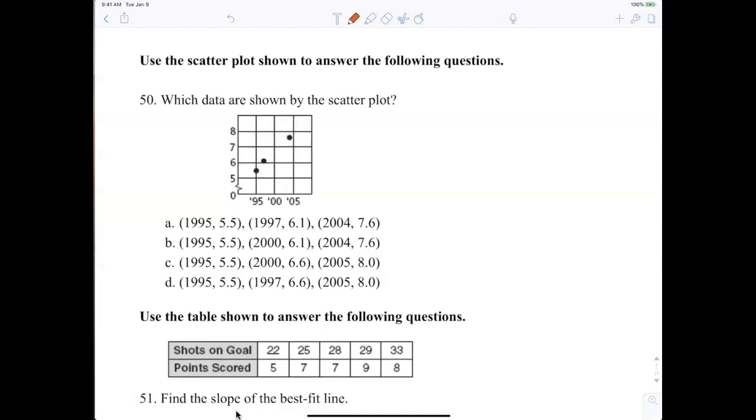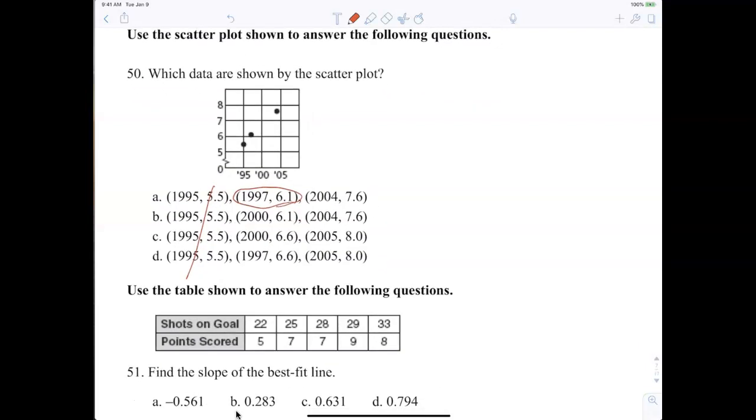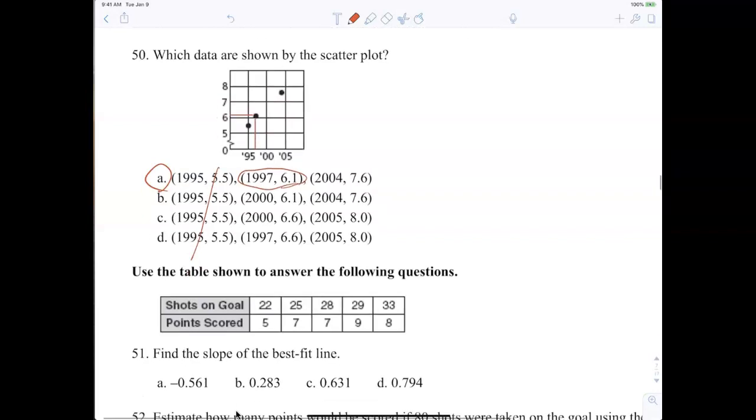So 1995 is 5.5, so all of those are there. In about 1997, it'd be a little bit more. Yeah, so it has to be just this one. And then in 2004, yeah, so the correct answer is A. They're just trying to get you to recognize if you can see if it's close on one side or the other of the x-axis. All right, so that's easy.